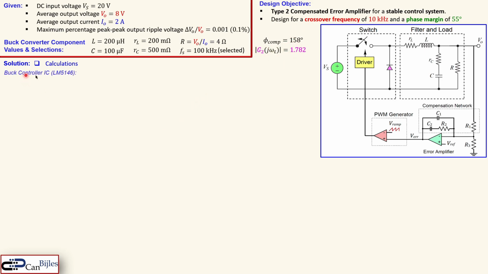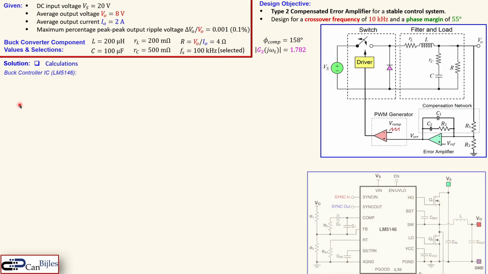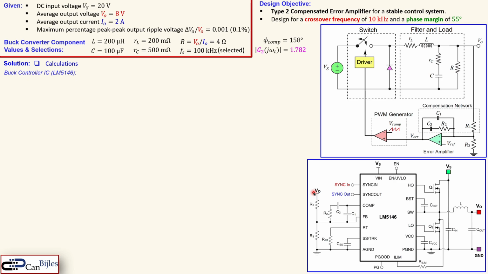Now the buck controller IC, which is the LM5146, which is what I have selected, is given here. We see already the components R1 and R3, R2 and C2 and C1. This is, by the way, a synchronous buck converter controller. You see here the two MOSFETs. We see here our inductor L and our capacitor, which is called C out. There's also C in here, just to filter out some ripples if necessary from the input.